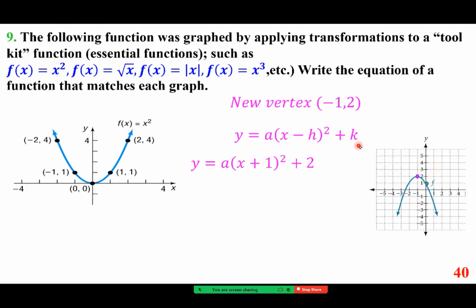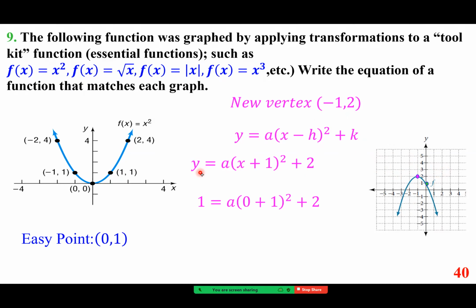And all you have to do is pick an easy point. For example, the y-intercept is located at (0, 1). That means replace the x with 0, replace the y with 1. Again, always use the easy points if possible. Of course, this is 1, and the square root is 1. So this basically is 1, square root is 1.